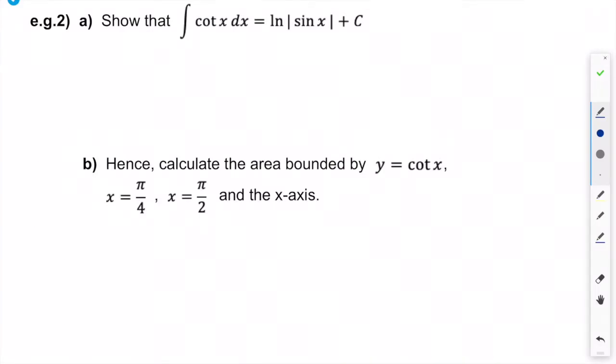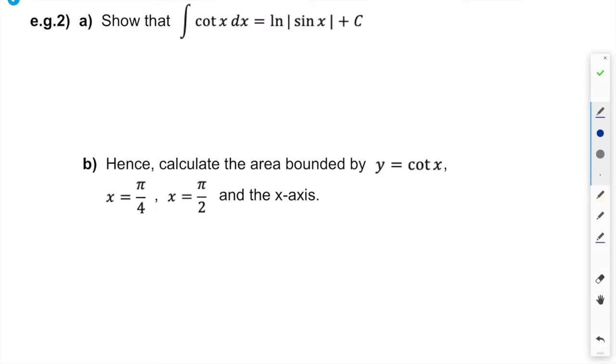Here is part 2 of lesson 73. Example 2a. Show that the integral of cotangent x dx is equal to ln of the absolute value of sine x plus c. The ln sine x prompts me to think that sine x must be somewhere in the denominator in the function that I'm trying to integrate.